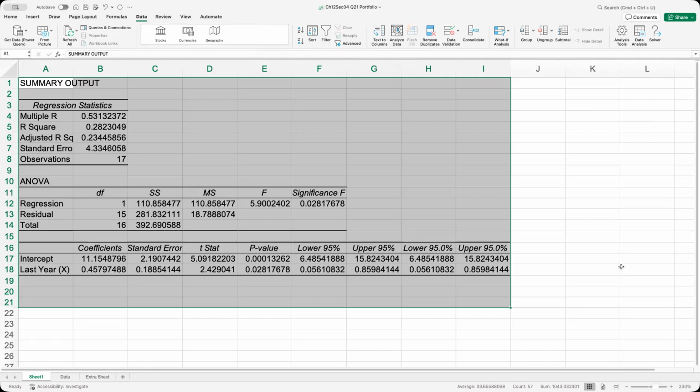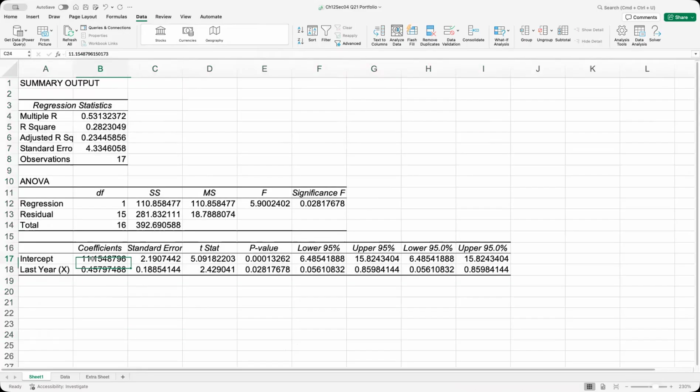Those last two rows are labeled intercept and X. Those are my numbers, m and b. Coefficients, right here. Those two numbers give me my linear equation. Well, now I know the equation I want: y equals mx plus b. There's my slope. There's my intercept. 0.04579, however many decimal places you want, x plus 11.15. There's my equation. Next to those are the standard errors.